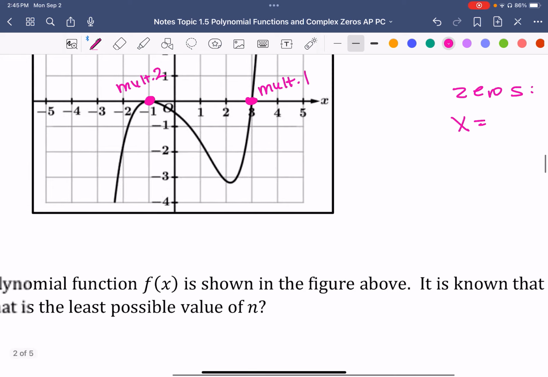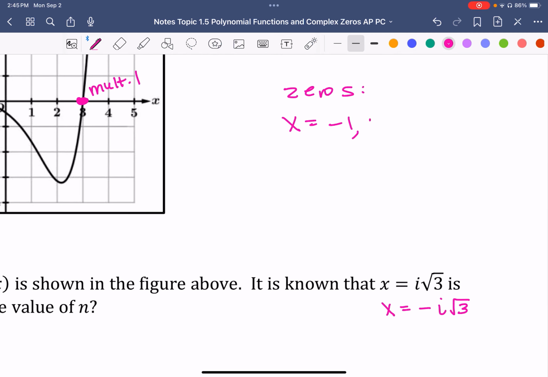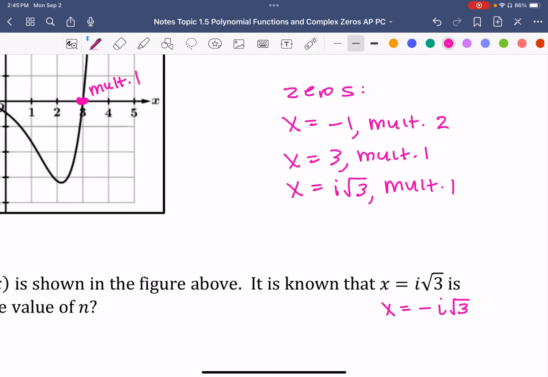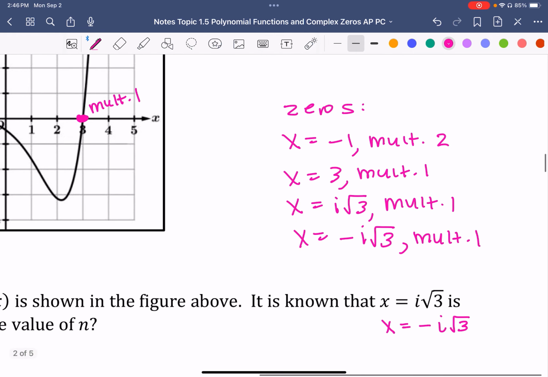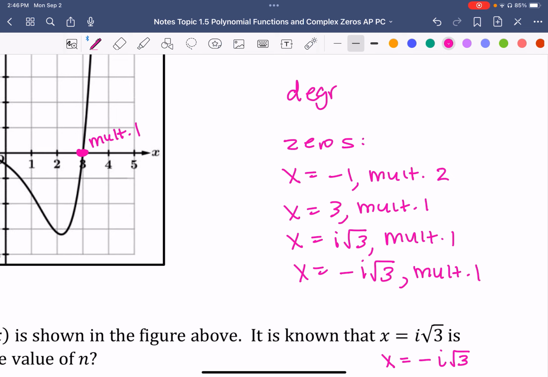We have x equals -1 with a multiplicity of 2, x equals 3 with a multiplicity of 1, and then I have x equals i times the square root of 3 with a multiplicity of 1, and x equals -i times the square root of 3, also with the multiplicity of 1. So usually all imaginary roots are going to have a multiplicity of 1 unless they tell you otherwise. Okay, so if those are the zeros, then I can figure out what the degree would be because I would just add them all up. 2, 3, 4, 5. So the degree could be 5.